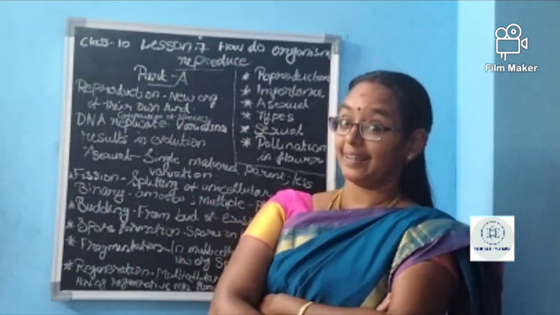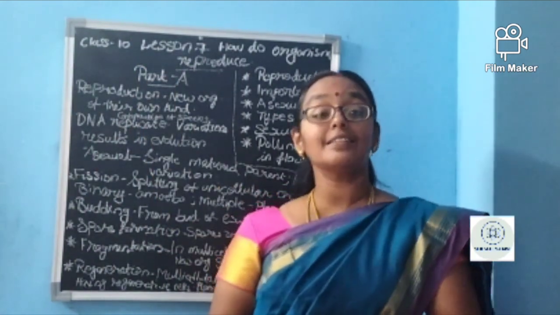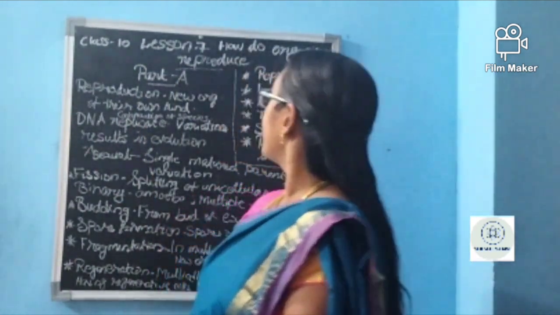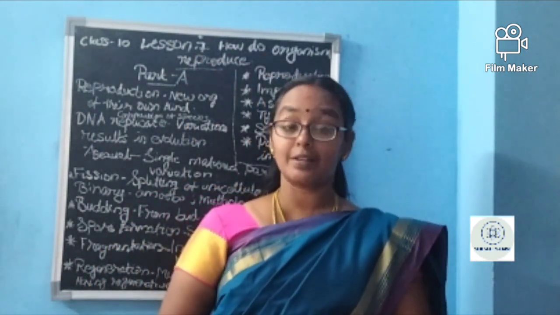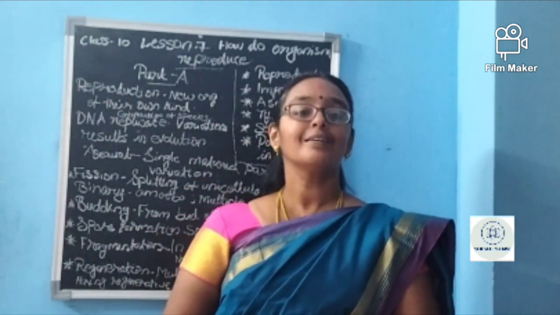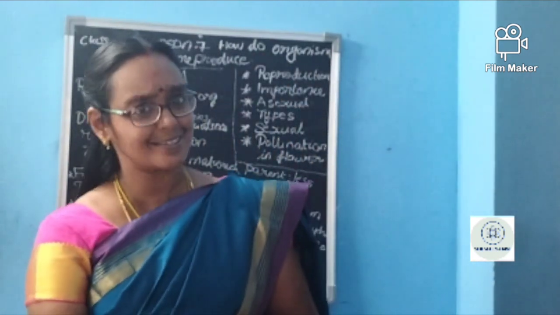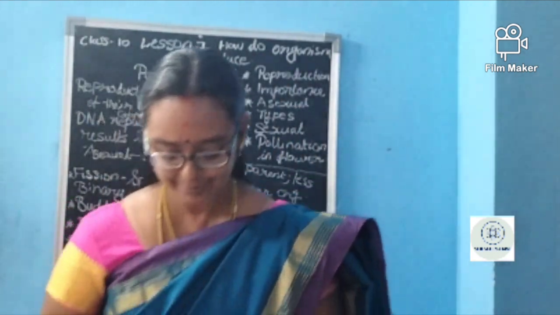Today I am taking class 10, lesson number 7: How do organisms reproduce? What was the sixth lesson? It was control and coordination. Do you remember? There I asked you 3 questions. It's time to answer these questions.